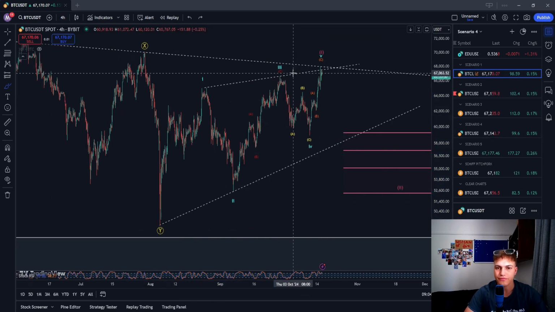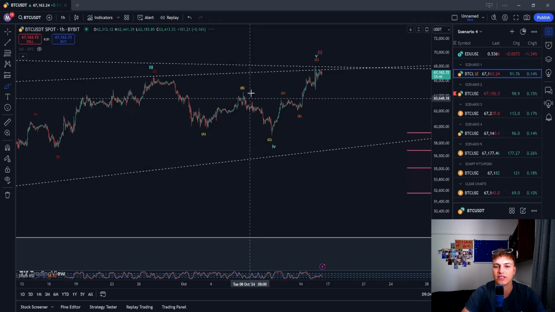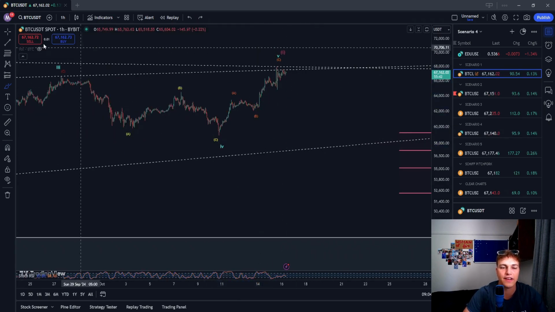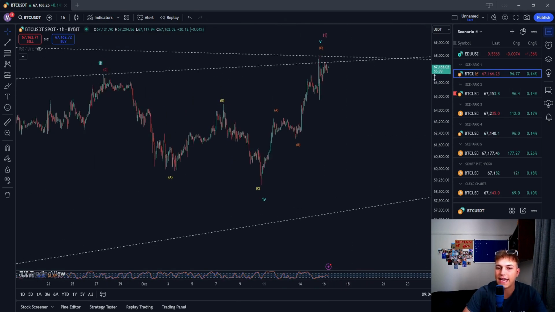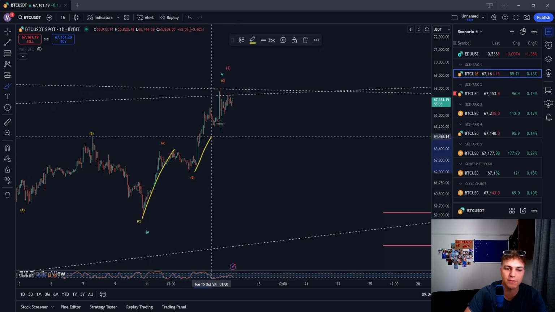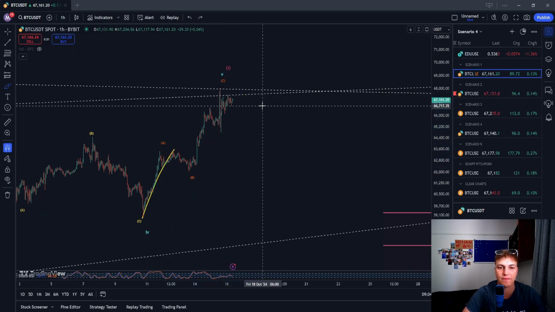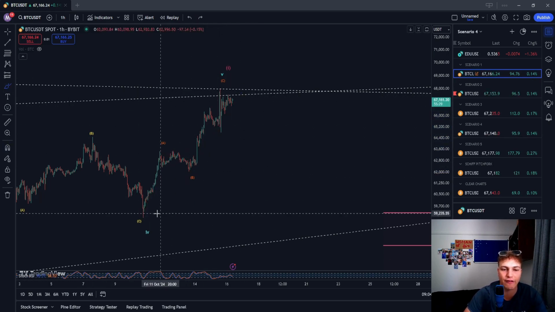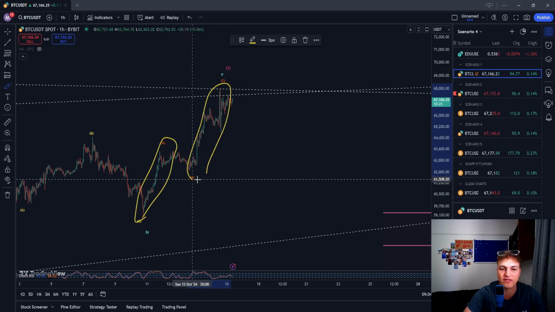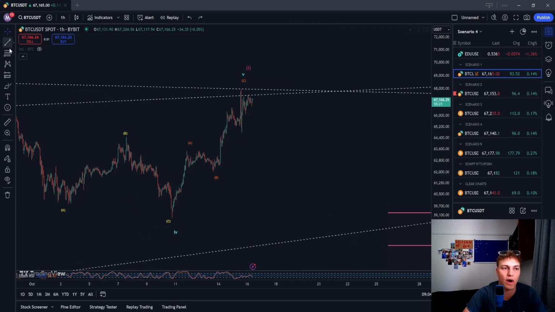So at the moment, if we go to the hourly time frame, we can see that on the hourly time frame we have this ABC structure. Now on an ABC structure, this move in wave C must be just as long or longer than the wave A. So at the moment we have this move as wave A and this move as wave C, which can indeed extend. This can extend to the 1.618.